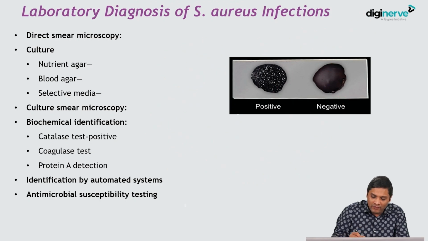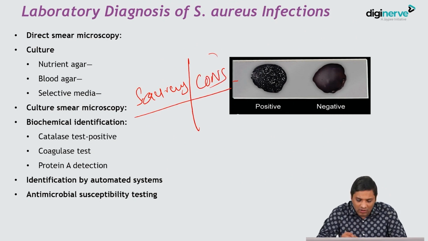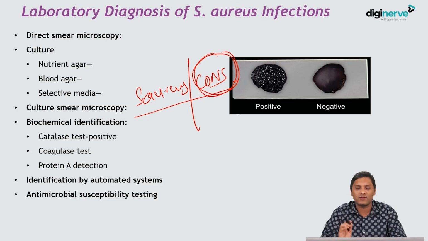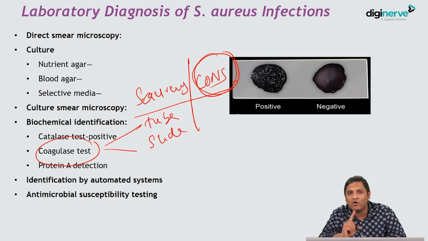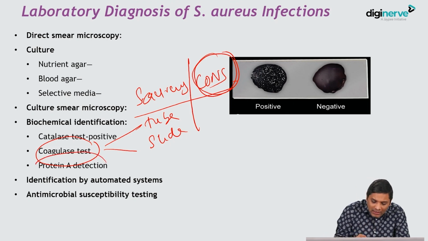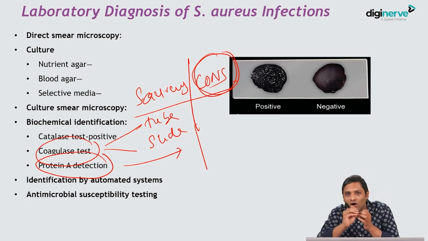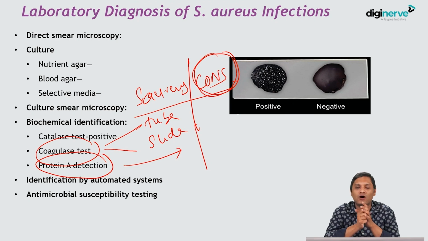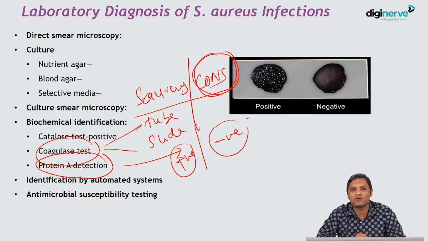So I repeat, Staphylococcus aureus can be differentiated from other Staphylococcus species, which are called coagulase negative Staphylococci, by performing the coagulase test, which is of two types, tube coagulase and slide coagulase. One more important test to differentiate is protein A detection. I have told you that protein A is a component in the cell wall specific for Staphylococcus aureus. It will be positive for Staphylococcus aureus, whereas it will not be seen in other Staphylococcus species.